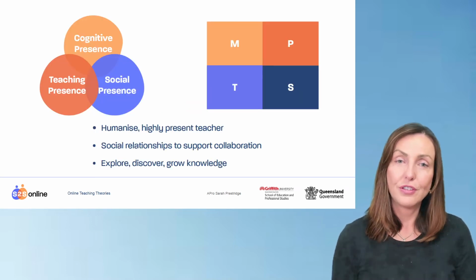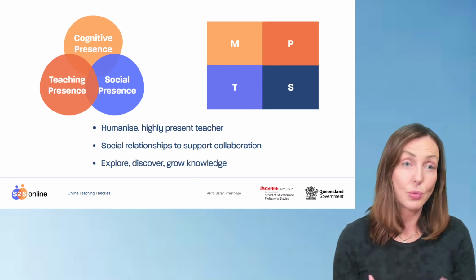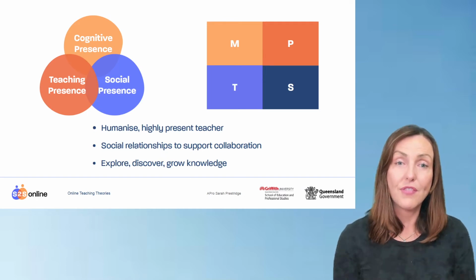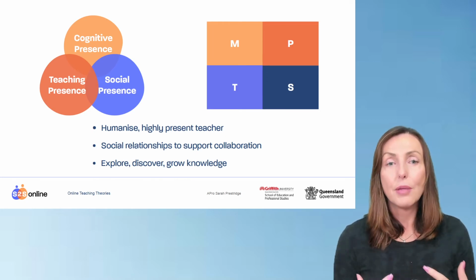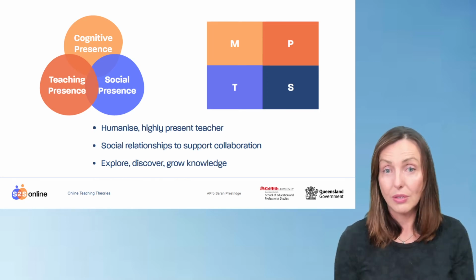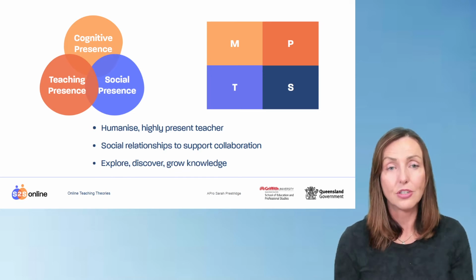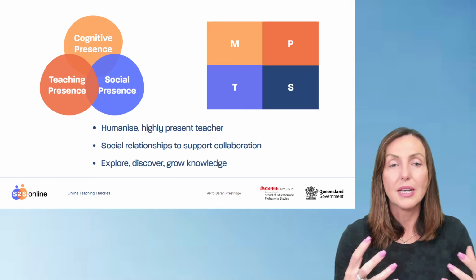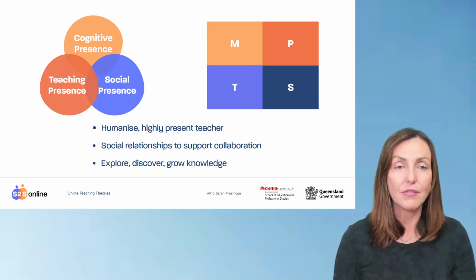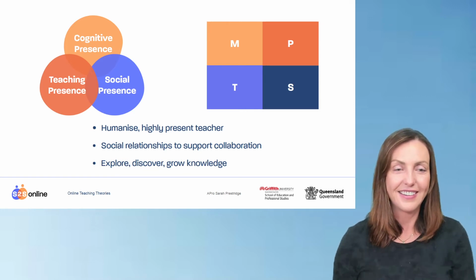You would have noticed some overlapping ideas between these two models. They both value the humanized, highly present teacher. They both promote the importance of social relationships to support collaboration, and they both highlight knowledge as something to be grown, to be explored, to be discovered and collaborated around.